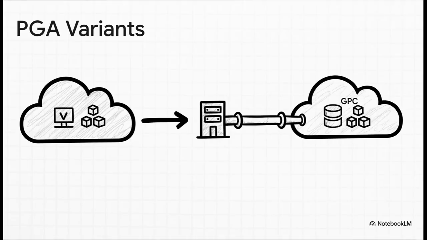Remember Private Google Access from earlier? Well, it actually comes in two flavors, and it's really important not to mix them up. The standard version is for your VMs that are running inside GCP. But then there's PGA for on-premises, and that's for your physical servers in your own data center. It lets them reach Google APIs securely through your VPN or interconnect, again, completely bypassing the public internet.